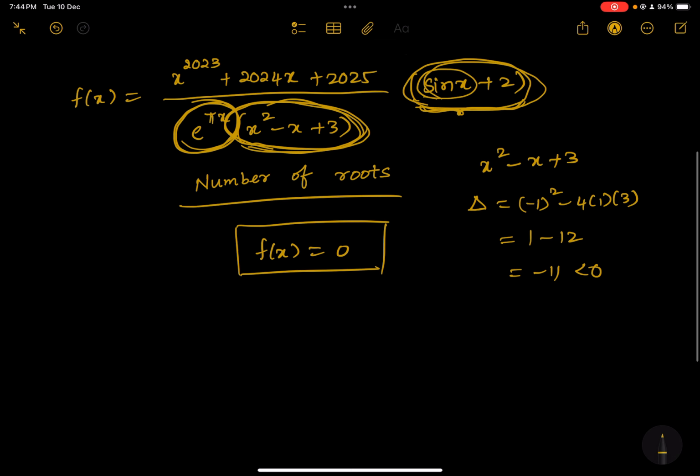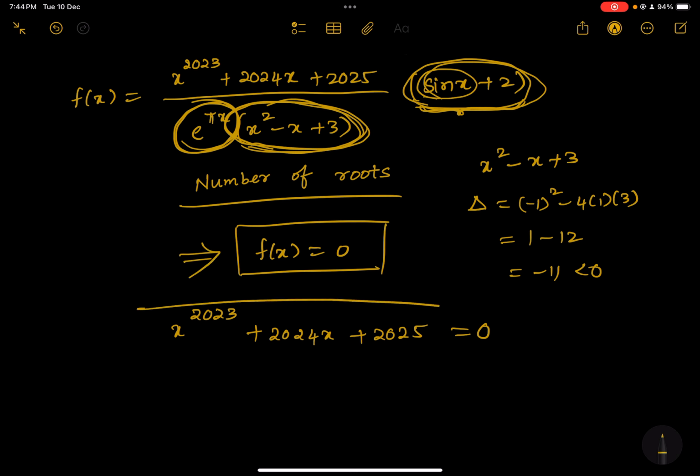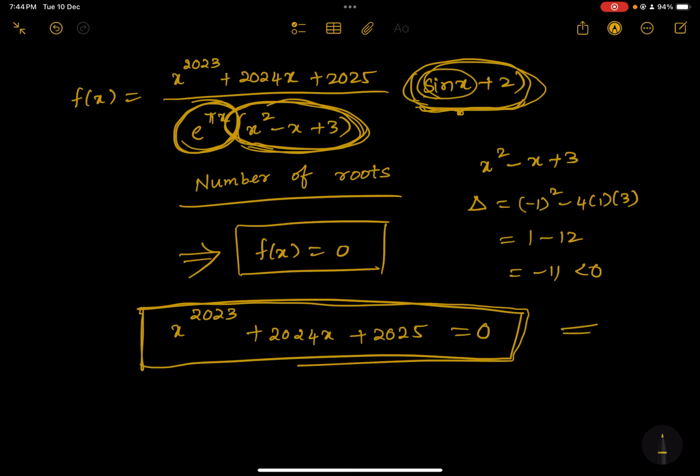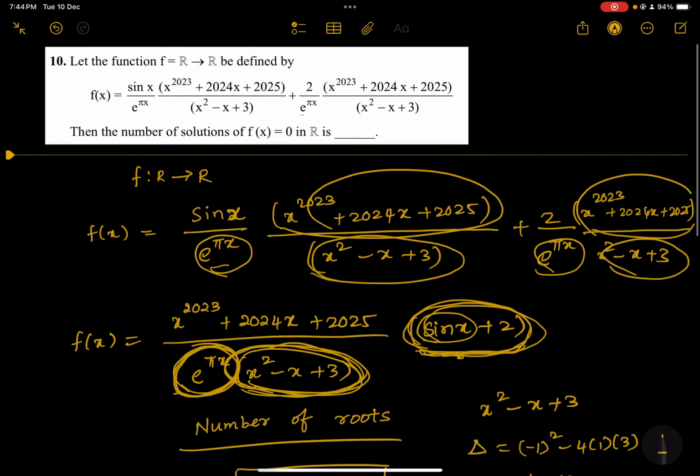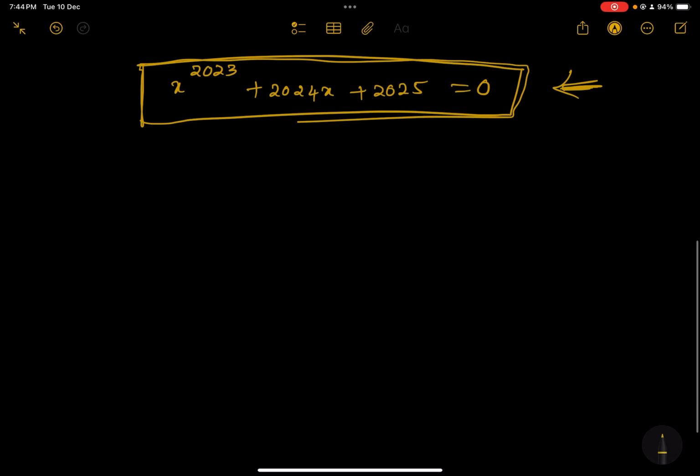So for f of x to be 0, the only thing that can become 0 is x to the power 2023 plus 2024x plus 2025. So this quantity should be 0 for this to become 0. So this is the question actually. How many real roots are there for this specific equation? So instead of asking this, they just added a few terms which do not become 0 to the question and made it look very scary. So let us go ahead and solve this now.